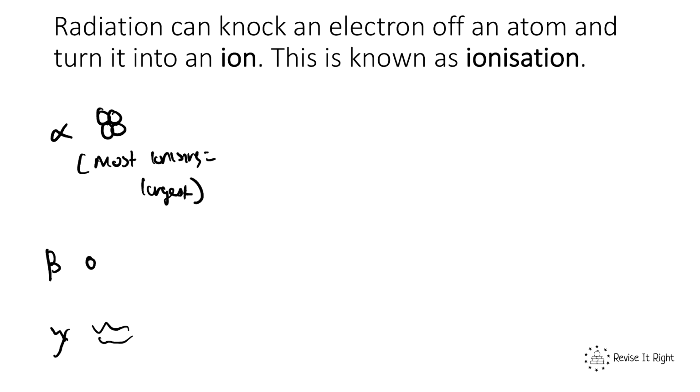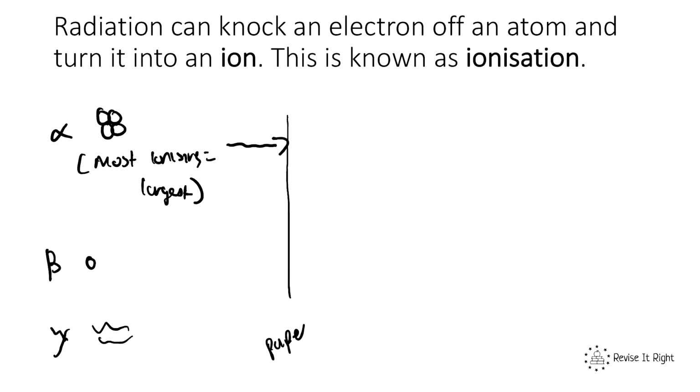Now, because alpha particles are the most massive and they are most likely to ionize, in doing so they give up their energy and are not able to travel very far. And because of this, they are the least penetrating, as we said. So if I draw a piece of paper here, they can be stopped by that thin piece of paper.